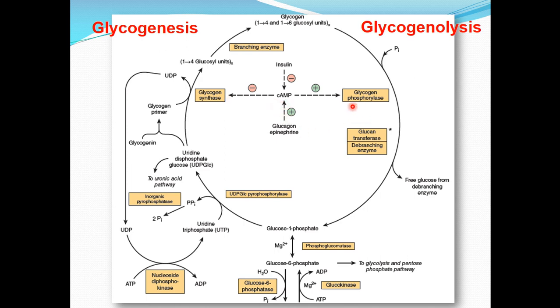This phosphorylation is increased in response to cyclic AMP. The detailed role of cyclic AMP, insulin, glucagon and epinephrine we will discuss in regulation of glycogenesis and glycogenolysis.